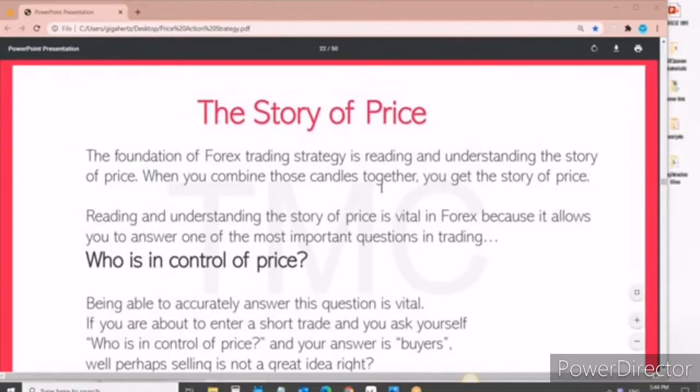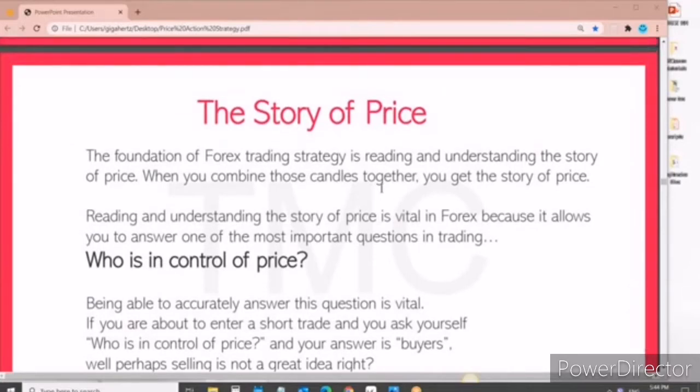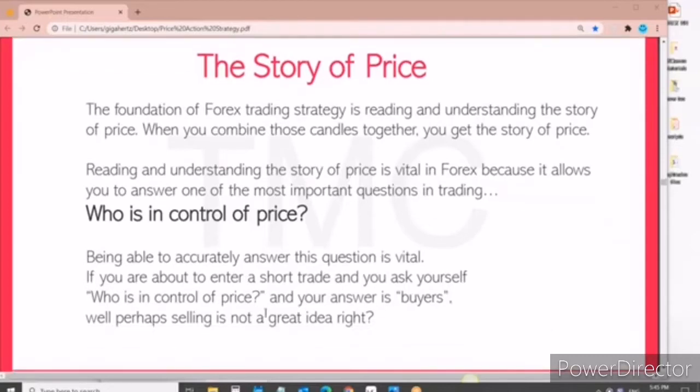The story of price. Pansin nyo guys, ang hilig ko sa stories, no? Okay, so the story of price. At tamad naman ako basahin to. So the foundation of Forex trading strategy is reading and understanding the story of price. When you combine those candles together, you can get the story of price. So lalagyan natin ng story yung mga candlesticks natin para mas maintindihan natin if the buyers is in control or sellers. Okay? Yun lang gusto sabihin nito. Ang haba kasi niyan, sorry.